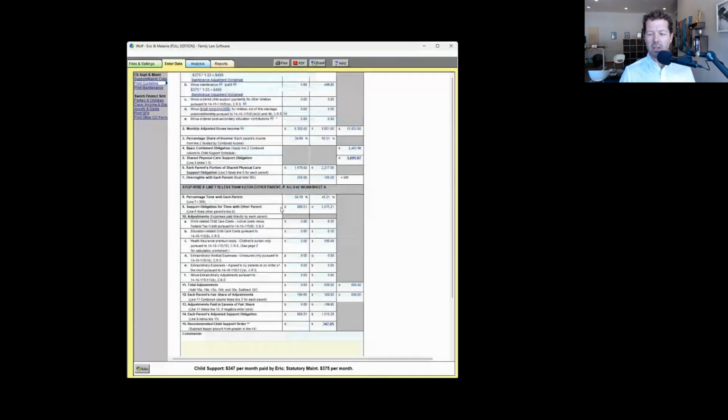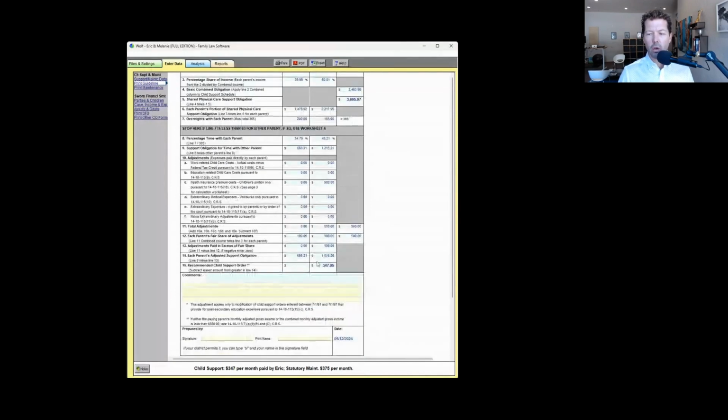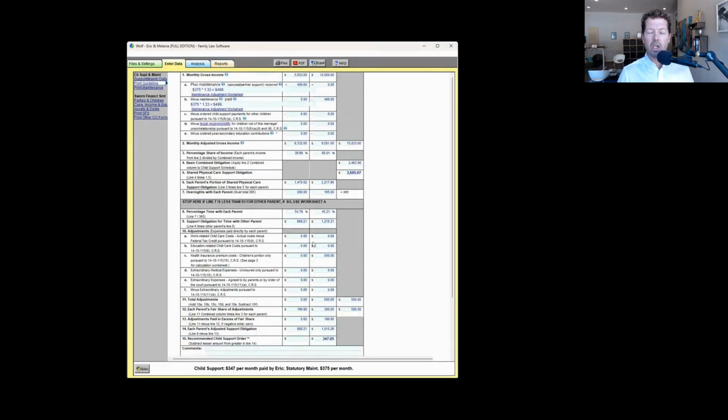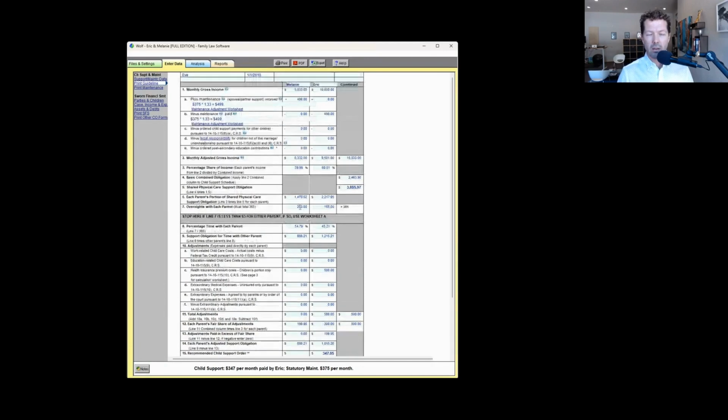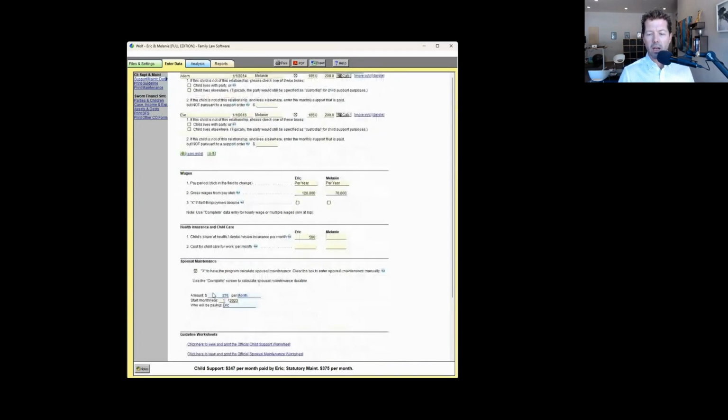And what we can see is that it increases the amount of child support to $347 per month. And that was an increase over the 175. And that is because she has now more overnights from Eric. And so theoretically, she incurs more costs for food, for driving the children around, and so forth. Now, what happens if we remove the amount of spousal maintenance?